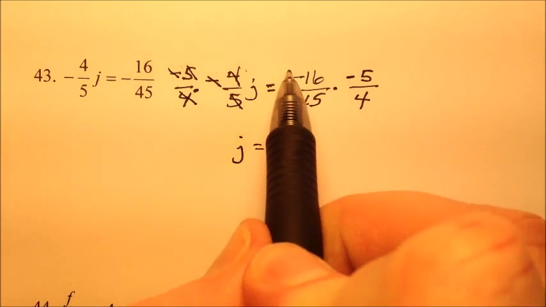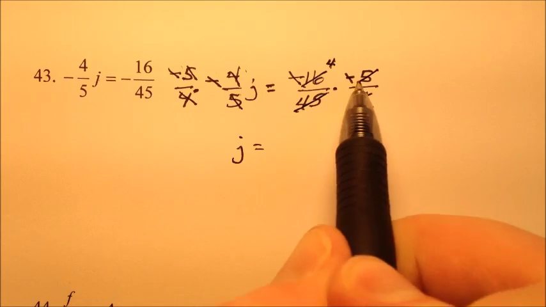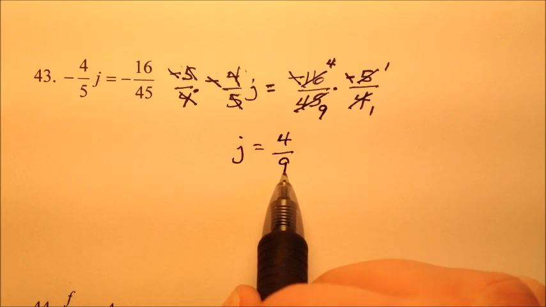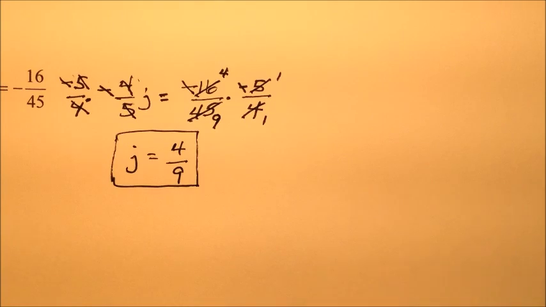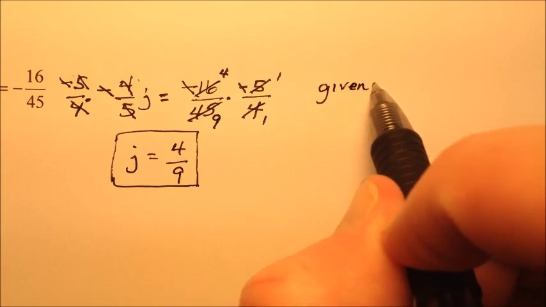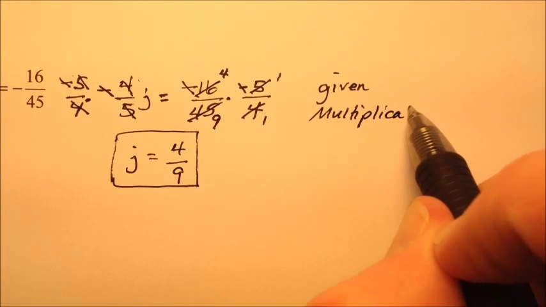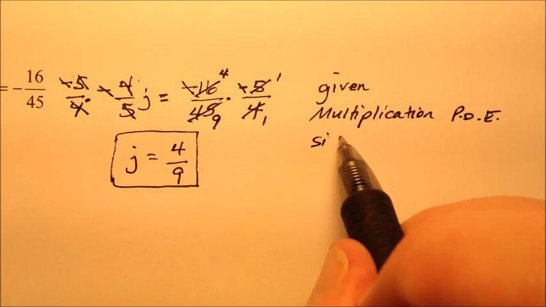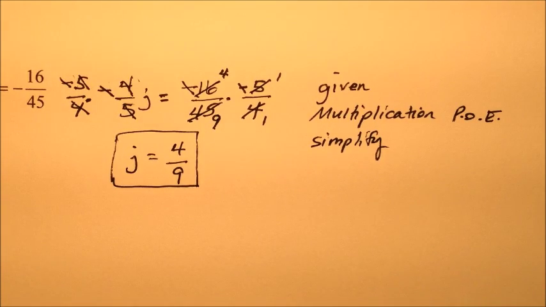So on the right side, the negatives cancel, the 16 and the 4 can go to 4 and 1, and the 45 and the 5 can go to 9 and 1. So it appears that j is going to be a positive 4/9 for the solution for number 43. And I'll slide it over and jot the steps down. The first step is always given, and then we use the multiplication property again. And then we use simplify. And then the variable is already on the left, so we're not worried about anything else. So j equals 4/9, and that's the solution to 43.